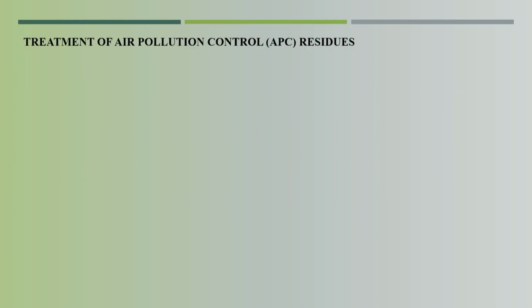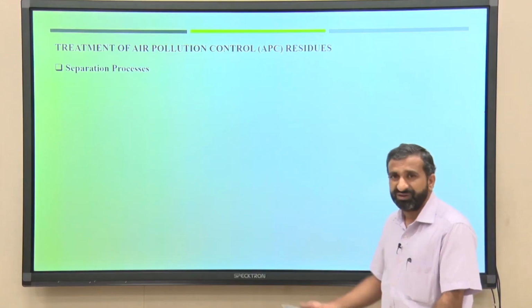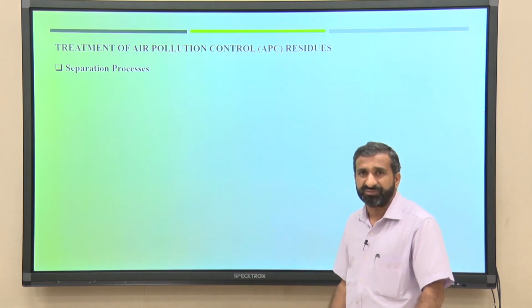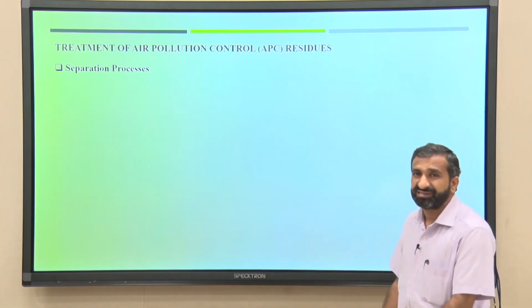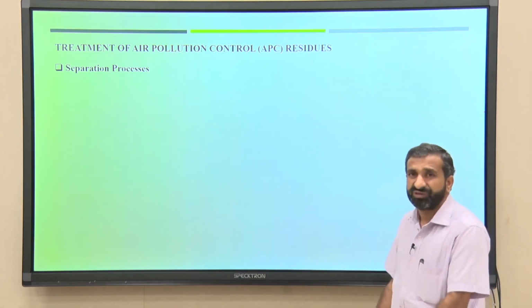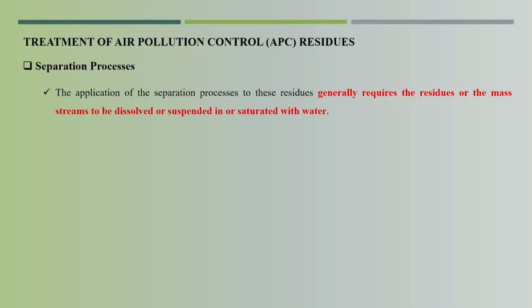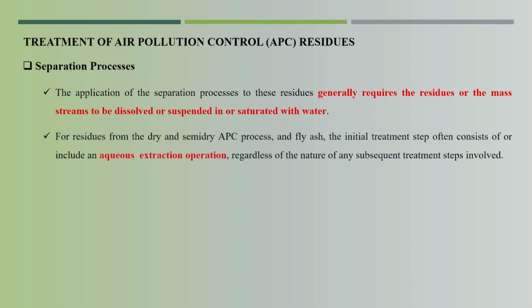Now, the treatment of air pollution control residue, which is majorly the fly ash. There also we can apply similar kinds of technology for the flue gas treatment facilities, or the solid residue produced from the flue gas treatment. The first is the separation process. For the application of separation processes, these residues generally require the residues or the mass stream to be dissolved or suspended in, or saturated with, water.